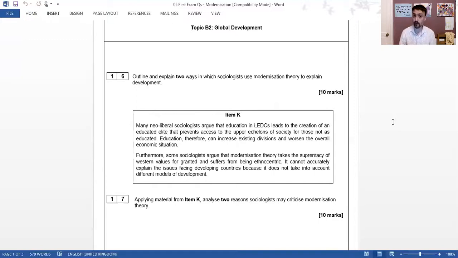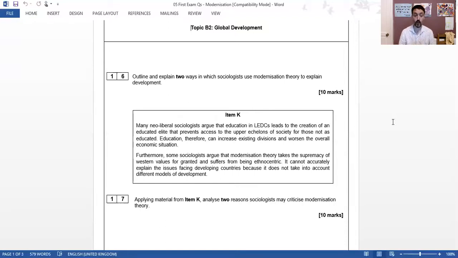Level 1 is identifying valid points or identifying valid examples. Level 2 is making a valid point that is explained or a valid point that is illustrated with an example, and you get up to the top end if you do that twice. Level 3, which is worth 8 to 10 marks, which is what you should be aiming for, is where you give two examples and each of them are illustrated with a specific example and they are explained in relation to the question.